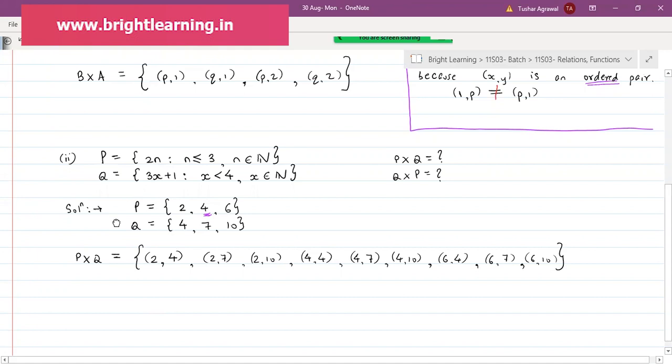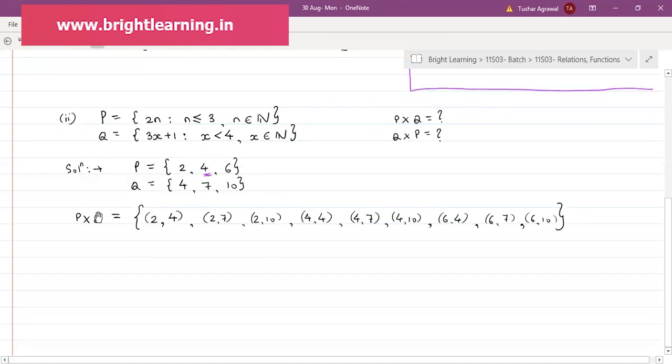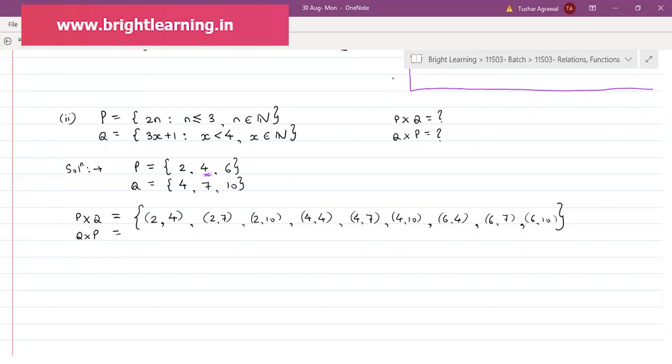Okay. Similarly, Q cross P you can write. Shall I leave Q cross P to yourself? Okay, I will not write Q cross P. I think you can. How many of you got P cross Q correct? Only one, Harini. Okay. Sanathi, you raised your hand. Do you have any doubt? No, sir. It's actually for the question you asked. Okay.